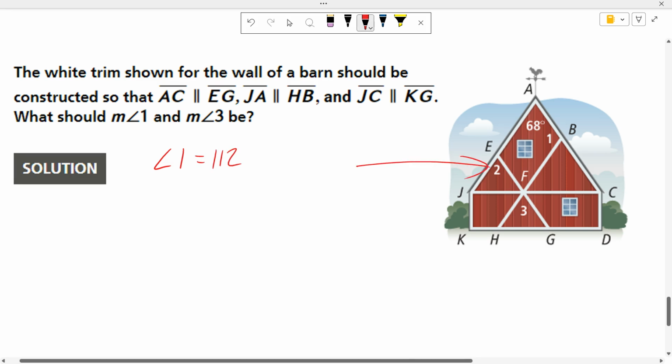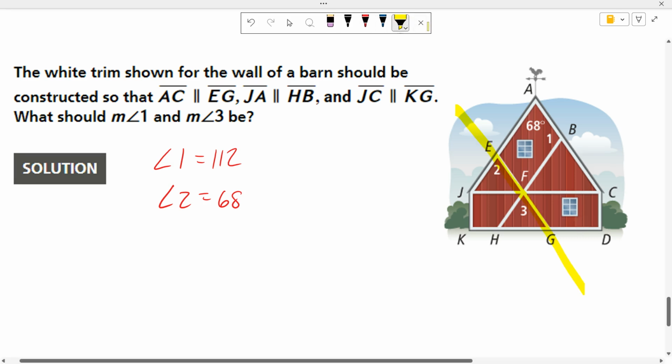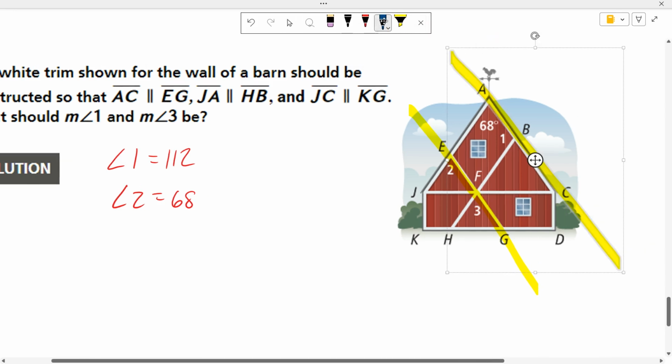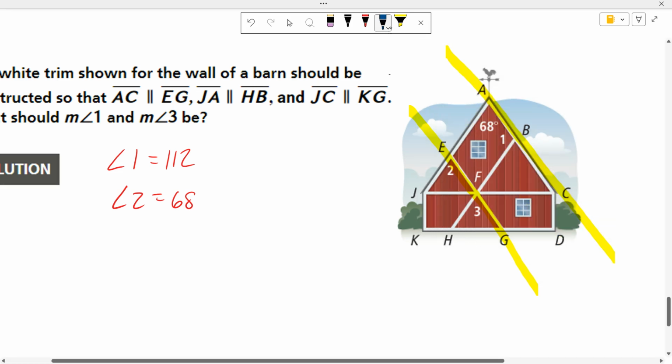What's angle 2 here? How big is angle 2? What do you think, Nolan? Angle 2 is 68 because they are corresponding angles. Okay, they are corresponding angles. What happens here is this line and this line are parallel. And then this line right here is their transversal. So if that's a transversal, this and this are corresponding angles.